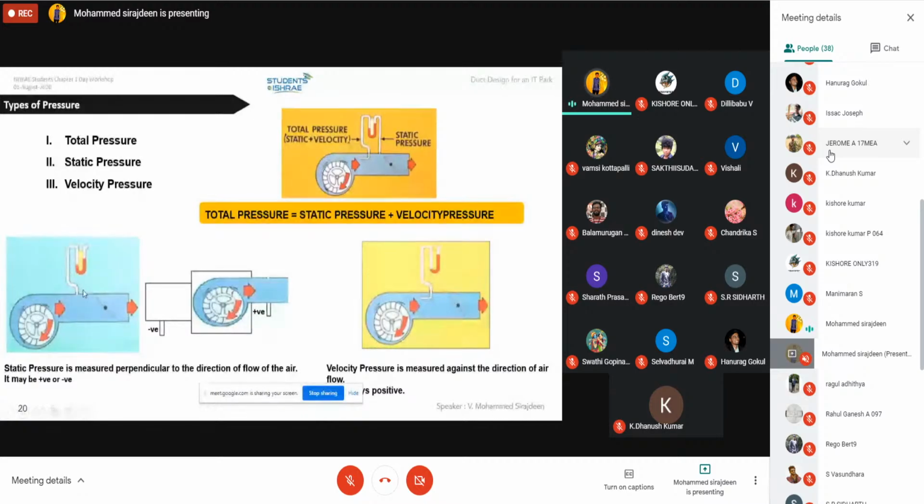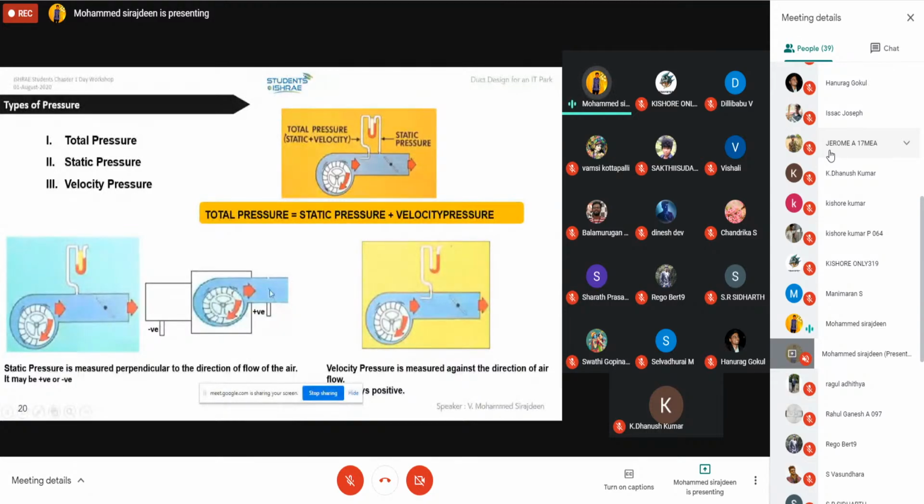By using this, we can measure a static pressure. Okay, we will design an HU for a 200 or 500 static pressure. How can we measure? By using this kind of measurement, we can measure the static pressure. Okay, it can be positive or negative.